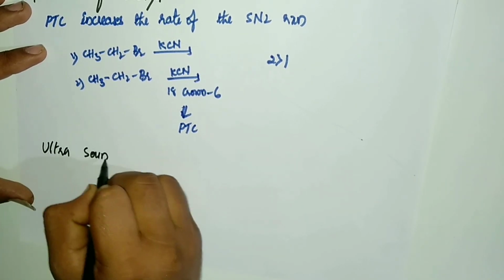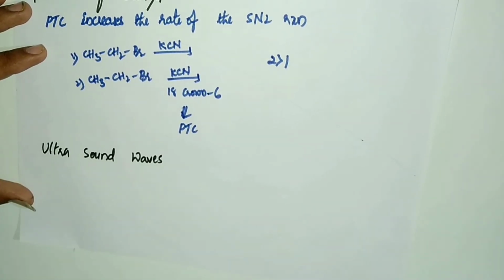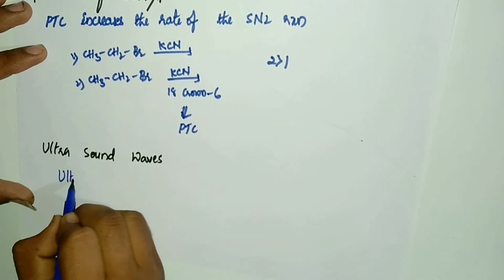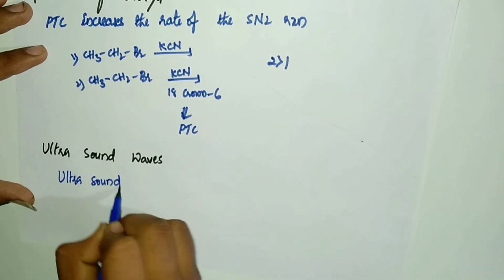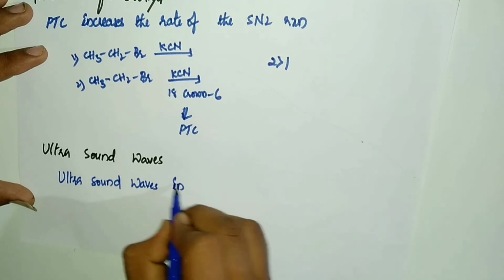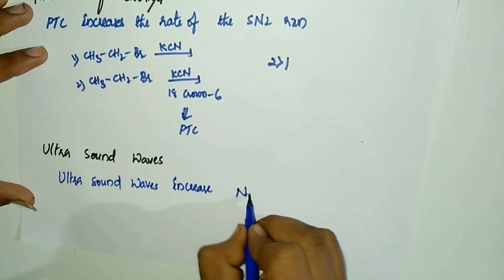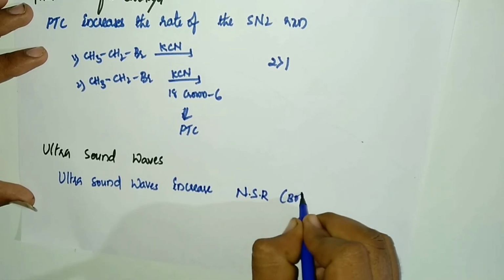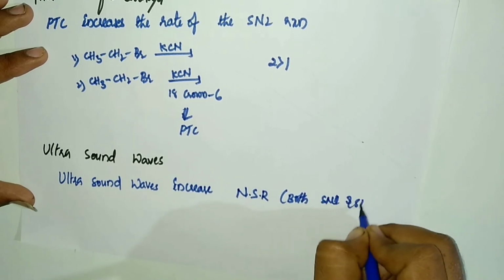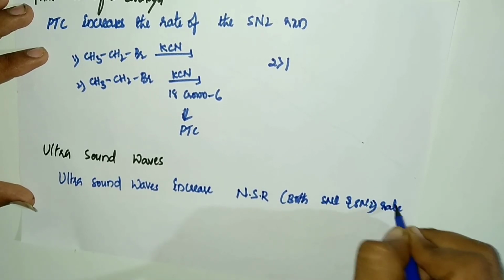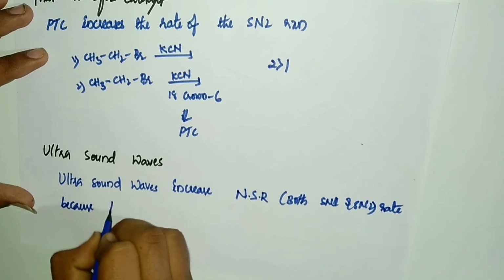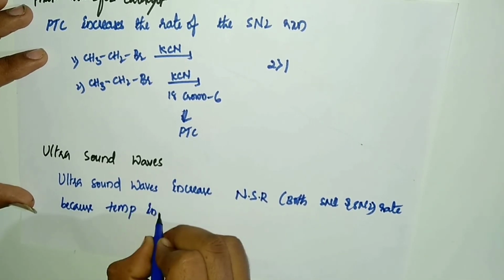Now ultrasound waves. Ultrasound waves increase nucleophilic substitution reactions. That means both SN1 and SN2 reaction rates increase because of ultrasound waves. Why do they increase? Because the temperature increases, so the rate of nucleophilic substitution reactions increases.